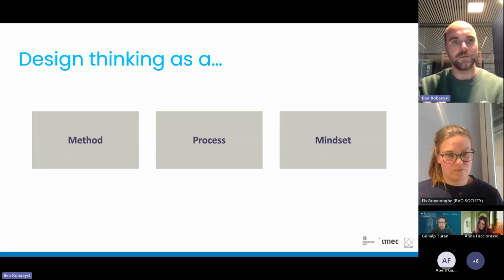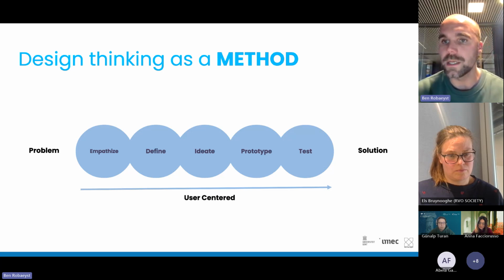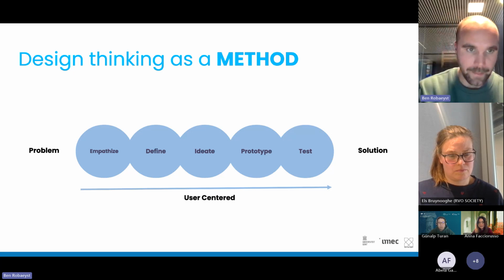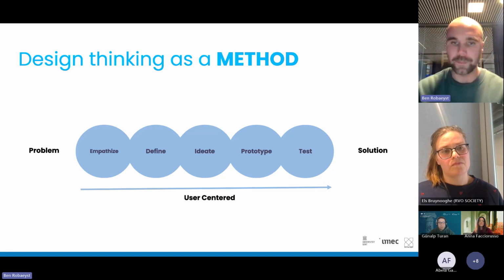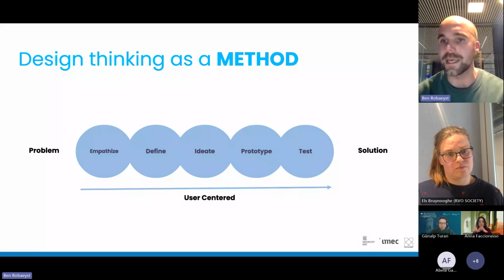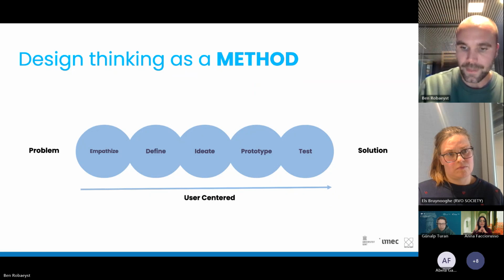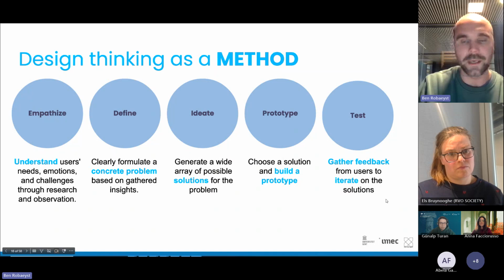So what we can see here is that we can look at design thinking as a method, as a process, and as a mindset. First, if we look at it from the perspective of the method, which is also the most common way that it is communicated, design thinking is a method where you go from a problem to a concrete solution. And that's the first way to look at it, which is also user-centered. In this process, you involve the end user, you involve stakeholders that really experience the problem and its challenges. And to go a little bit deeper, we see that there are five different phases within the design thinking method.